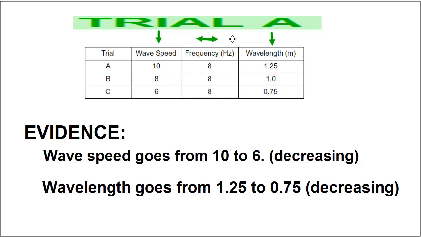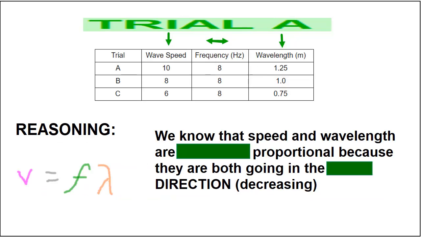We got to go through the logic and look at these arrows and figure out what our because is. So the reasoning is next. The reasoning. Well, just looking at these arrows, we know that speed and wavelength are blank proportional because they're both going in the blank direction. So look at their direction. This is how you think about it. You're actually thinking this way first. Which way are they going? Are they going in the same direction or opposite directions? They're going in the same direction because they're both going down. So what does that tell us? Is it directly proportional or inversely proportional?